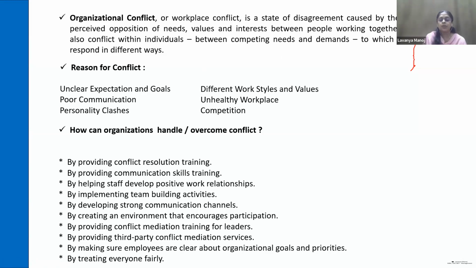And making sure employees are clear about organizational goals and priorities by treating everyone fairly, which is more important in any organization. So all should be treated equally.